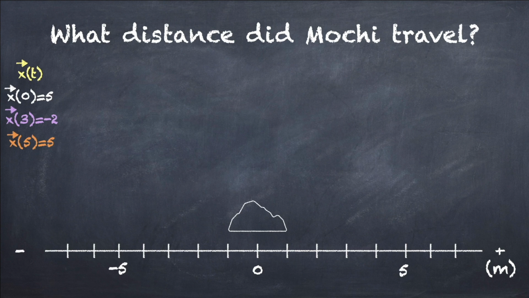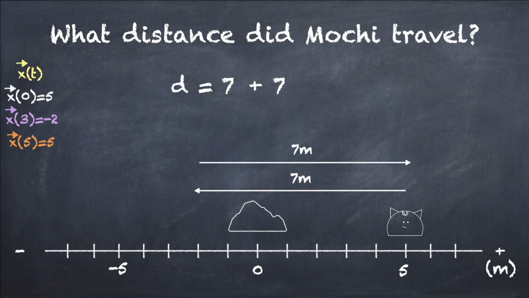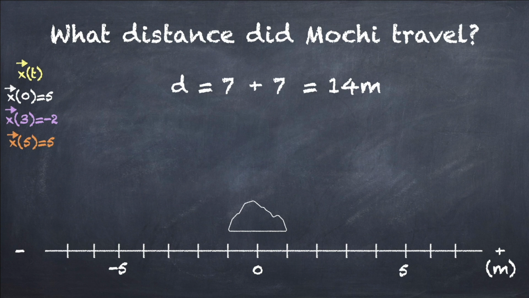Let's compute the total distance Mochi traveled during this little adventure. Well, first he went from his starting position at 5 meters to 2 meters left of the rock. That's a total of 7 meters. And then he went back. That's 7 more meters. This makes the total distance traveled by Mochi 14 meters.